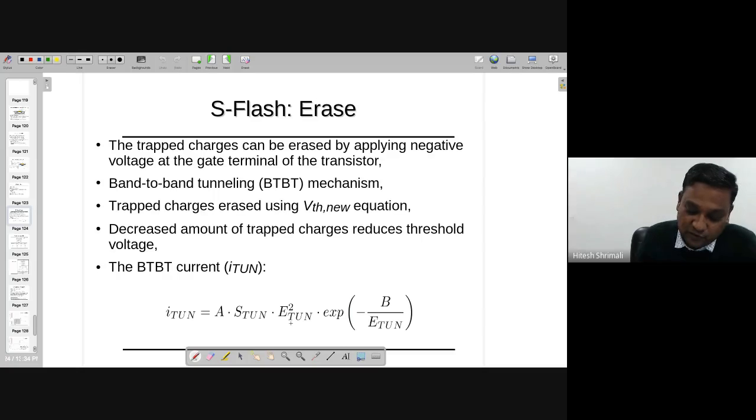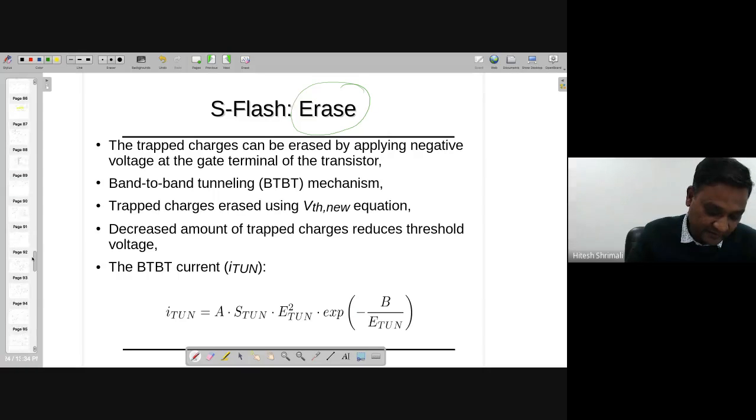So when you are erasing, it's band-to-band tunneling or FN tunneling which is happening, and you can have a new VTH equation, and it will remove all the charges which were available in the sidewall, or maybe the floating gate, or maybe in the superflash, the structure which is floating, right? So that is what this particular topic is about. I just added it because I thought I should teach you something which is new.